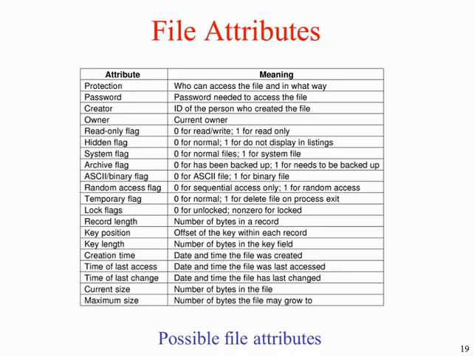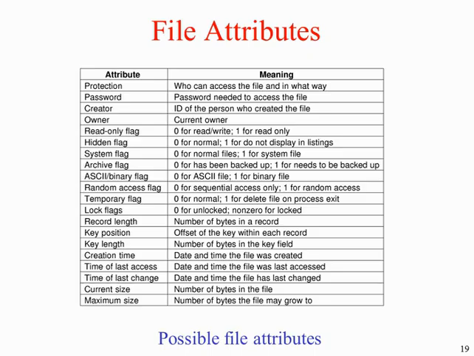Then the read only flag, for which 0 means read or write and 1 is for read only. Then the hidden flag, which indicates whether it's a hidden file or not, where 0 is for normal and 1 means it does not appear in the listings. That means that when you look in Windows Explorer, you will not be able to see the file. And the system flag, which indicates whether it's a regular file or a system file, 0 for normal files and 1 for system files. Then the archive flag, which indicates whether the file has been backed up or needs to be backed up. It has 0 for which indicates that it has been backed up, and 1 says that it needs to be backed up.